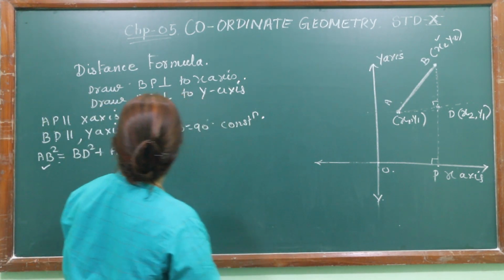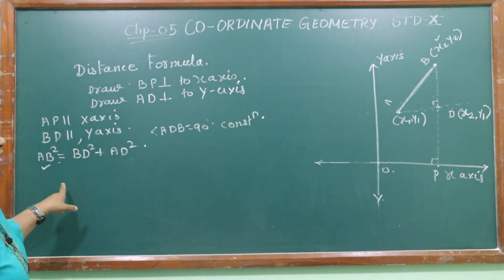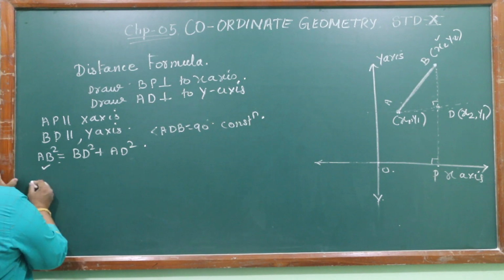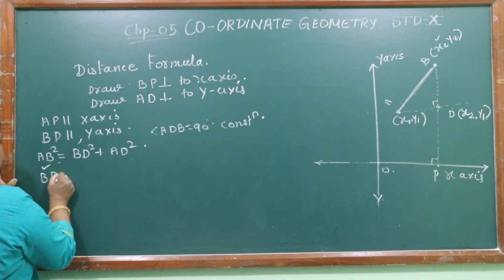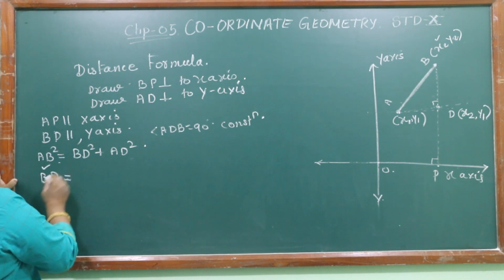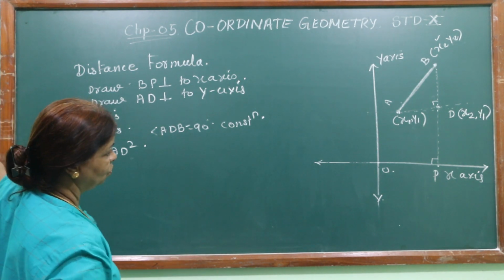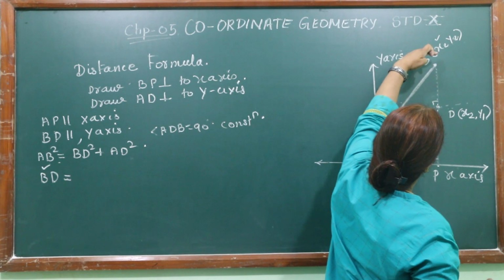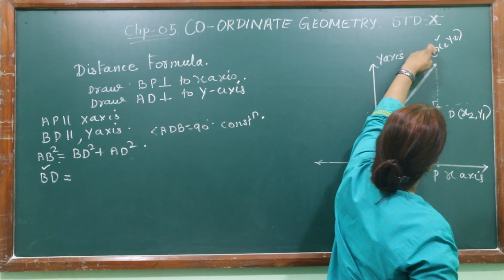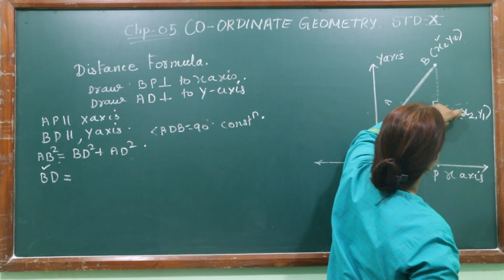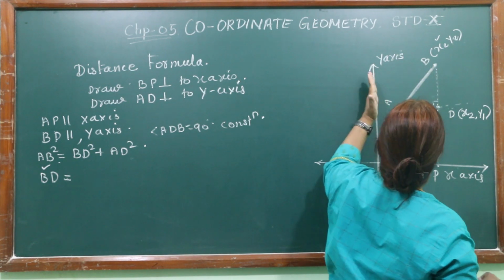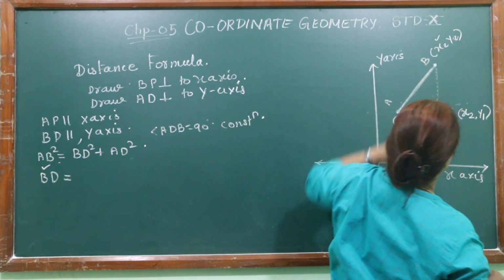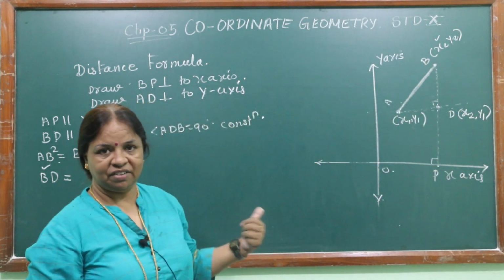We can use Pythagoras theorem here, children. Let us find the BD distance. First BD we will find out. BD will be equal to, see here, the x coordinates are the same, and BD is parallel to the y-axis. So what will it be? y2 minus y1. We have discussed it before.